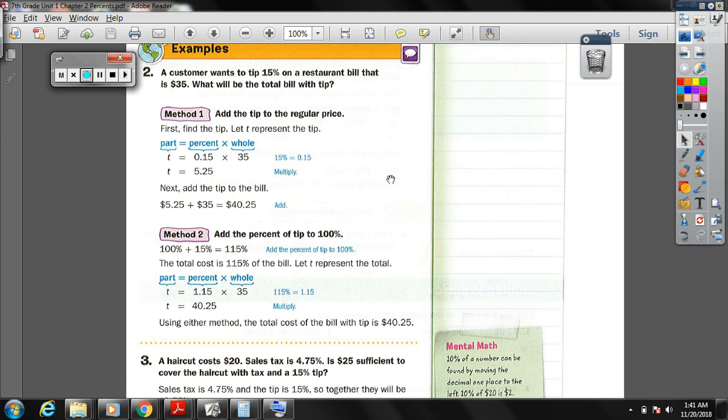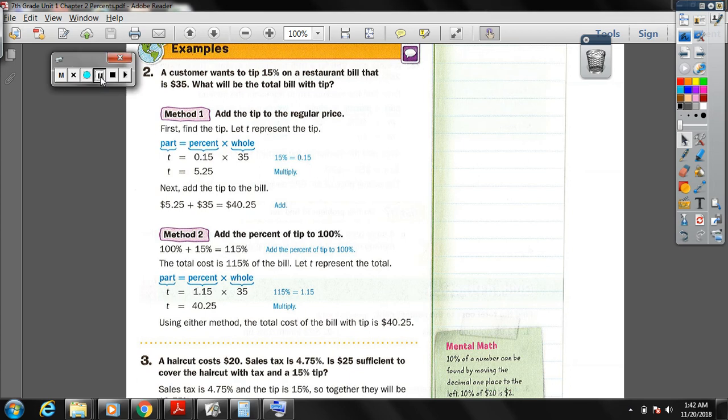So on the next page, we have some examples here. We have examples 2 and 3. In example 2, it goes over both of those methods again, where you find the tip, and then you add it to the restaurant bill to find the total bill. In method 2, we see that they add the percent tip to 100%, and then they multiply it to the restaurant bill. Both methods get us the same total cost in the end.